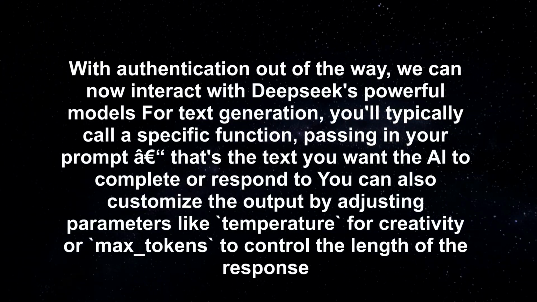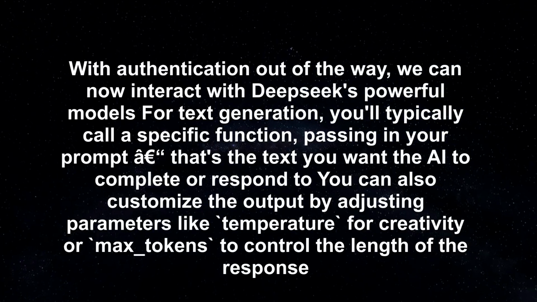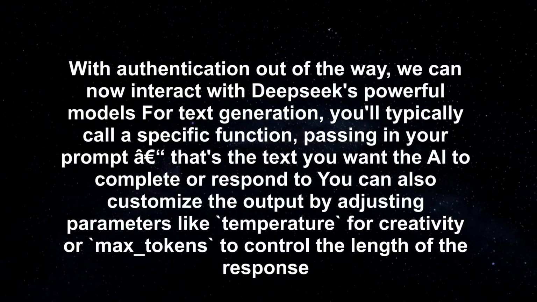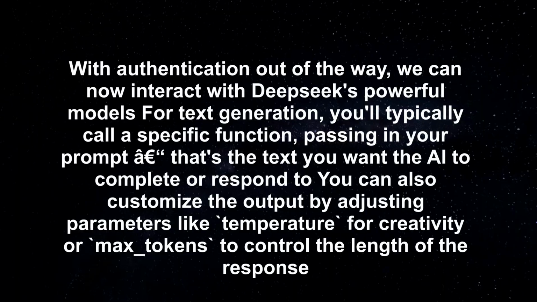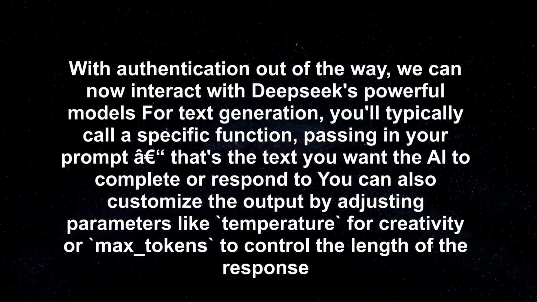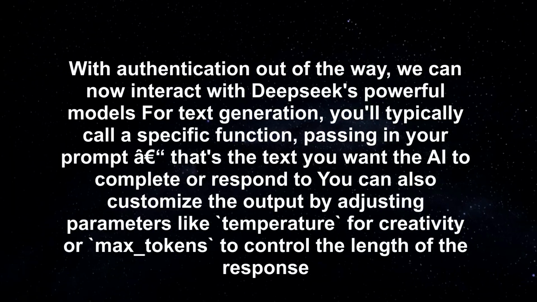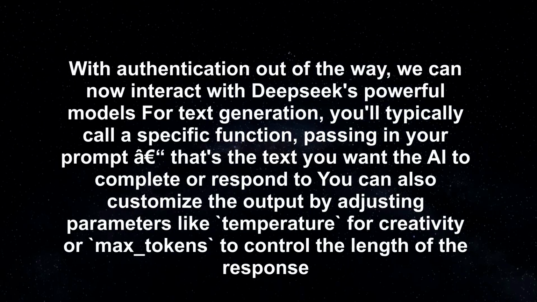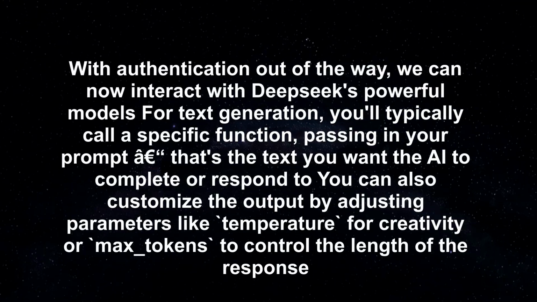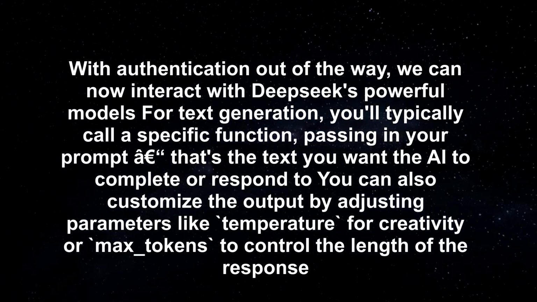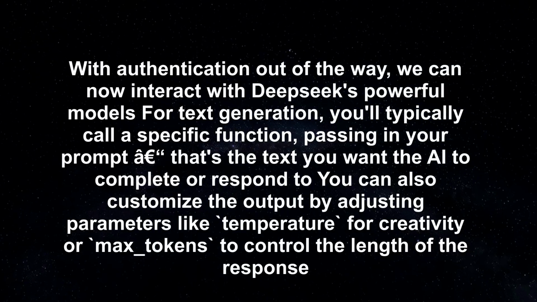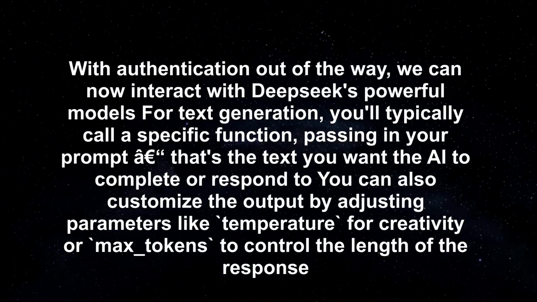With authentication out of the way, we can now interact with Deepseek's powerful models for text generation. You'll typically call a specific function, passing in your prompt. That's the text you want the AI to complete or respond to. You can also customize the output by adjusting parameters like temperature for creativity or max tokens to control the length of the response.